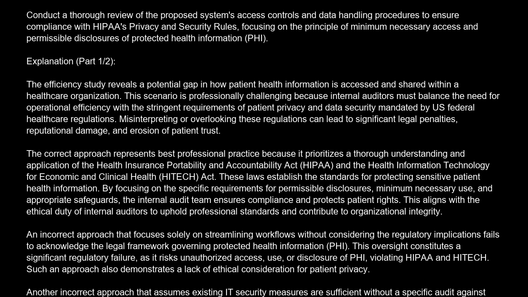This aligns with the ethical duty of internal auditors to uphold professional standards and contribute to organizational integrity. An incorrect approach that focuses solely on streamlining workflows without considering the regulatory implications fails to acknowledge the legal framework governing protected health information. This oversight constitutes a significant regulatory failure, as it risks unauthorized access, use, or disclosure of PHI, violating HIPAA and HITECH. Such an approach also demonstrates a lack of ethical consideration for patient privacy.